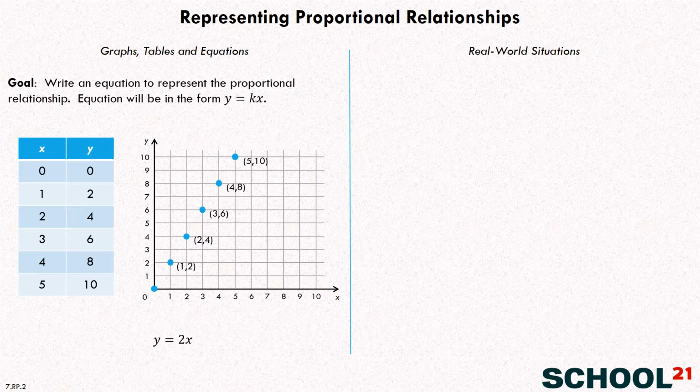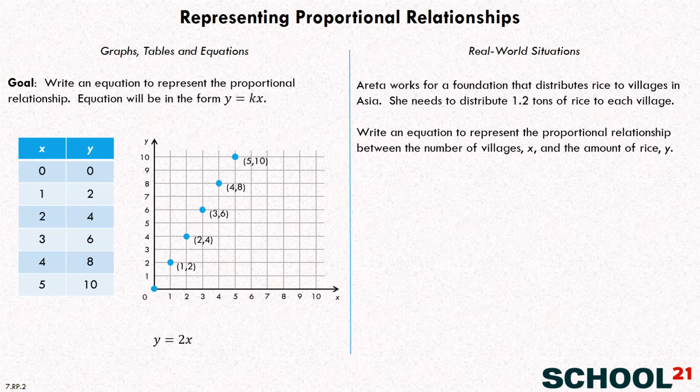Now let's go look over at a real-world situation and see how we can use these things, okay? All right, so Rita works for a foundation that distributes rice to villages in Asia. She needs to distribute 1.2 tons of rice to each village. Okay, does that make sense so far? Yeah. Okay, now it asks us, write an equation to represent the proportional relationship between the number of villages, x, so x will be the number of villages, and the amount of rice, y.